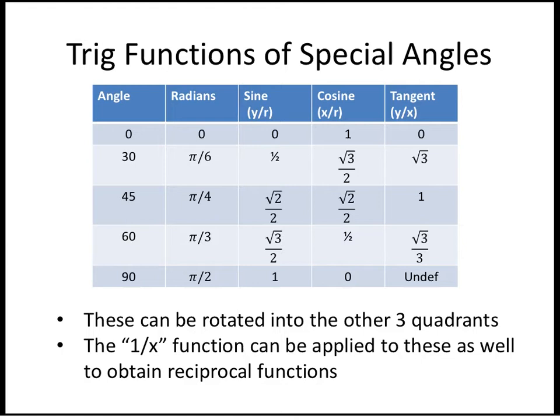So let's talk about trig functions of special angles. Again, we already calculated these in the last lesson. This is a nice, concise table for sine, cosine, and tangent of the 6 trig functions. We see this put into practice in our unit circle, okay? Now, the important thing with these numbers is that they can all be rotated into 3 other quadrants, okay?